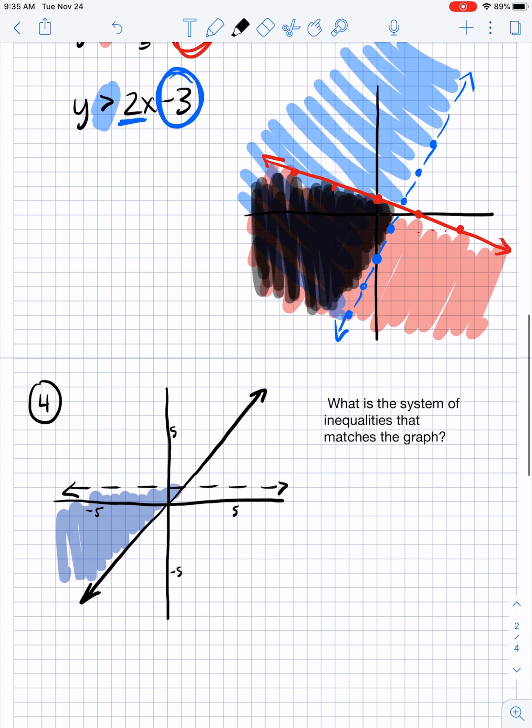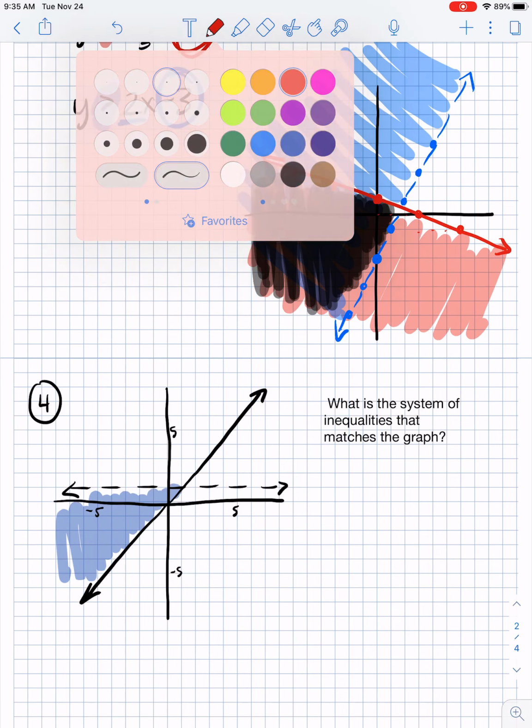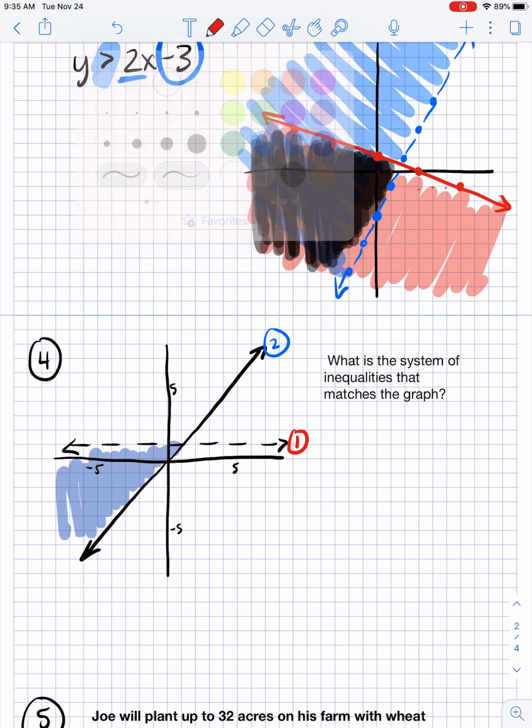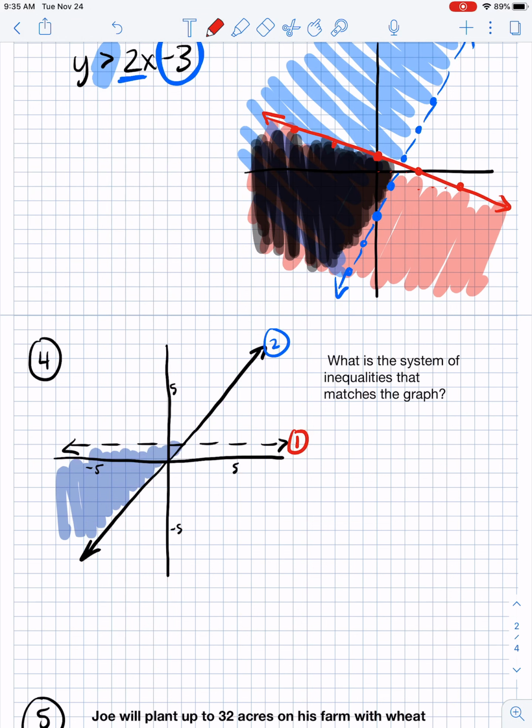Okay, so then the next one. Again, all of these are multiple choice, but this one says, what is the system of inequalities that matches the graph? So essentially what I would like to do for this one is we're going to focus on one at a time. I'm going to focus on this equation, and then we'll do this equation. So I want to find an inequality that represents that horizontal line, that dashed line that goes to the left and to the right.